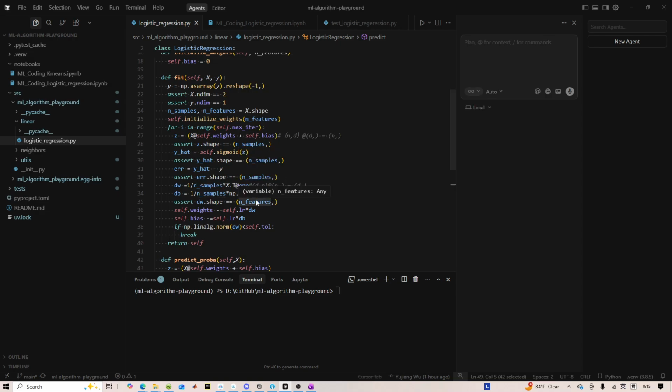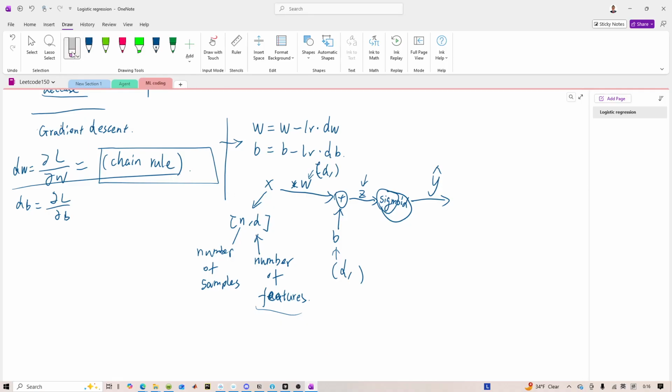Here I made a mistake. The B is usually a scalar, which will be broadcast, such that this is n, because you are using a matrix multiplication, n by d multiplied by d gives you n, and then the scalar broadcast gives you n, and then the y here is also n. So each sample will have its own prediction.